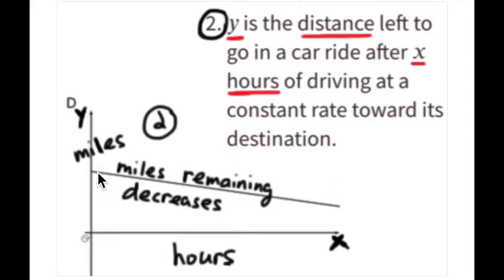So as you're traveling a certain number of miles, this is decreasing. So this is a negative slope as you get closer to home. So you have fewer miles left over time. So this is going down over time.